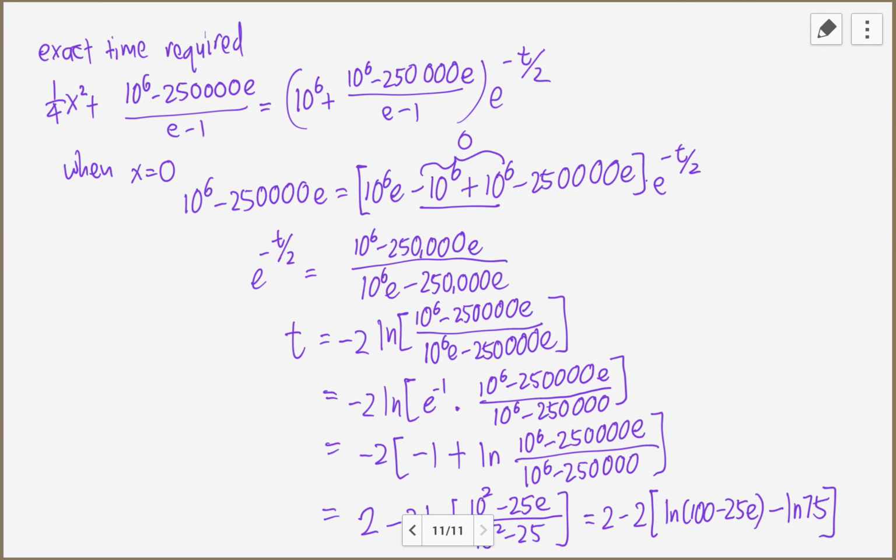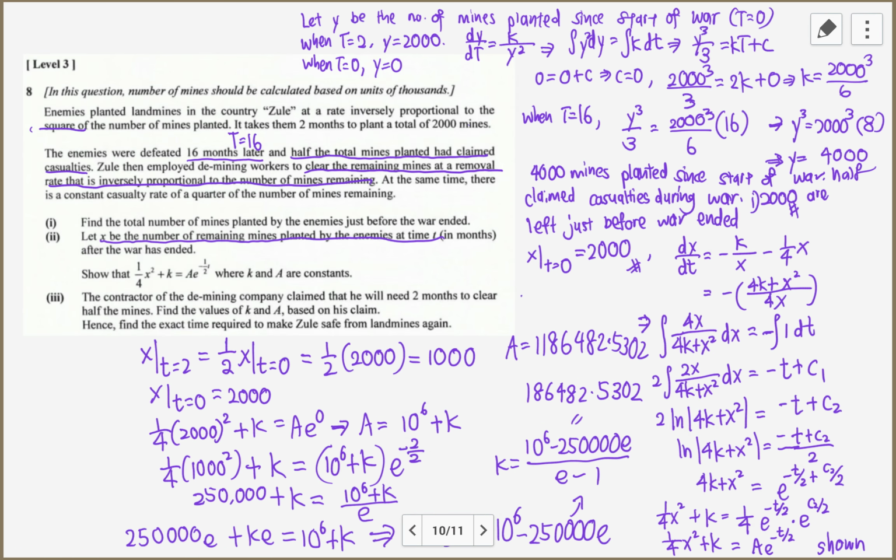e to the power minus t over 2, 10^6 plus the a. This part is exactly the same as this part because this is just my k. So a equals 10^6 + k, right? And we have made sure that all this is correct. So I want to find the exact values of k and a based on his claim.